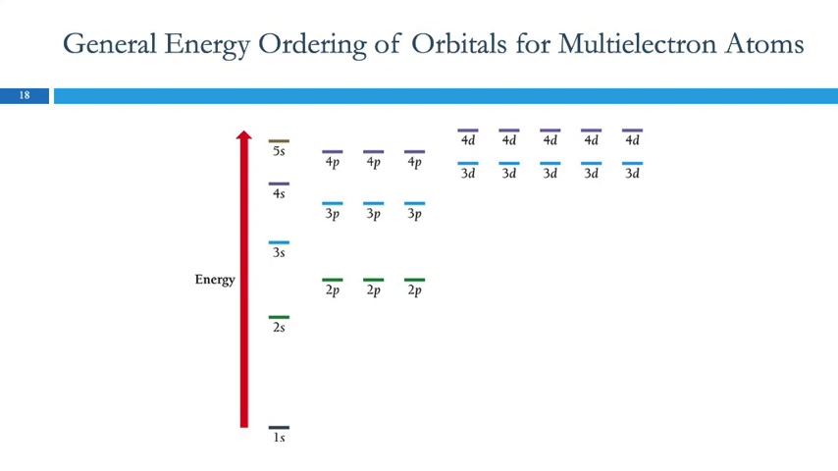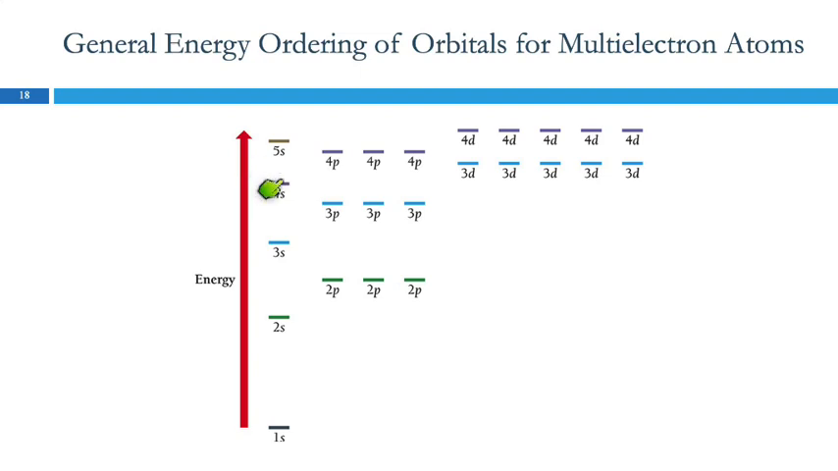So this is a general ordering of orbitals for multi-electron atoms. Here we see the first principal energy level, the second, the third, the fourth, and a little bit of the fifth. So the first level, that sublevel, is all less energy than the second level. And the second level is all lower in energy than the third level, although now we've got s lower than p, and then d is higher.